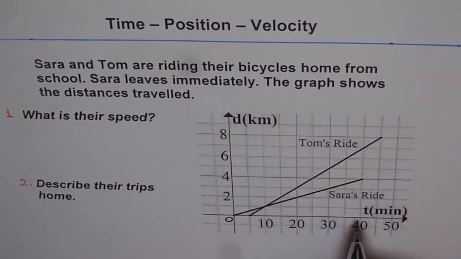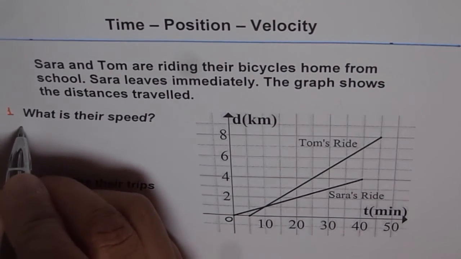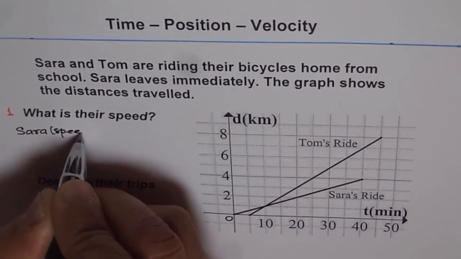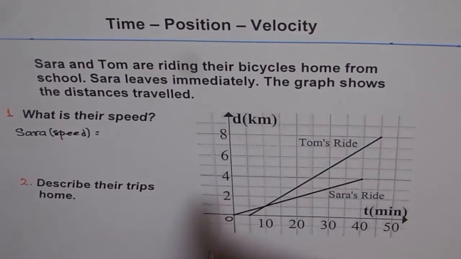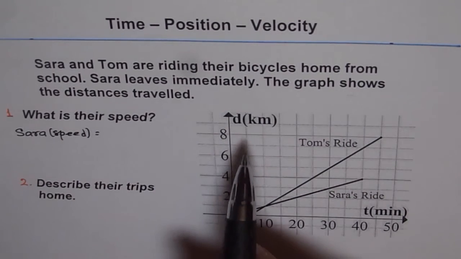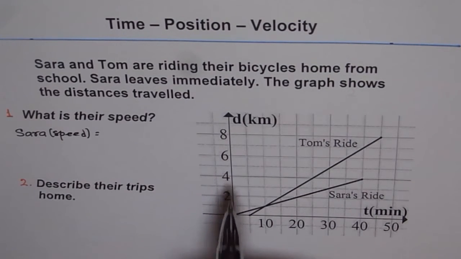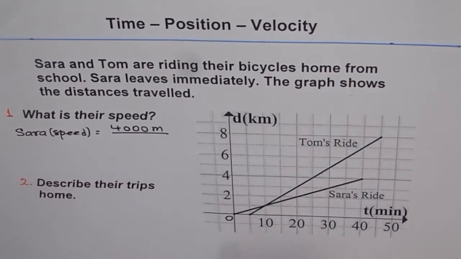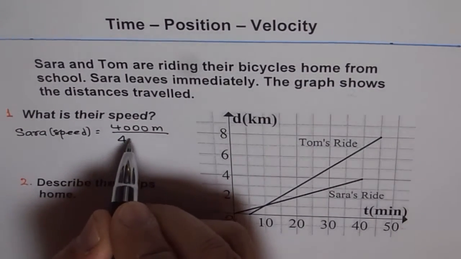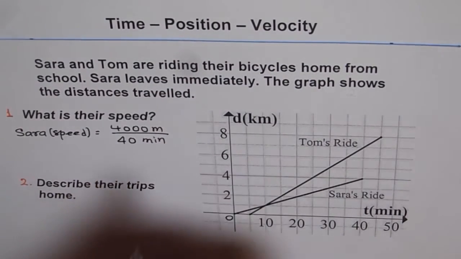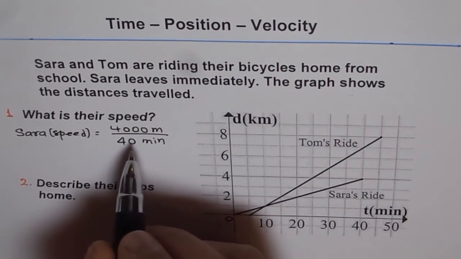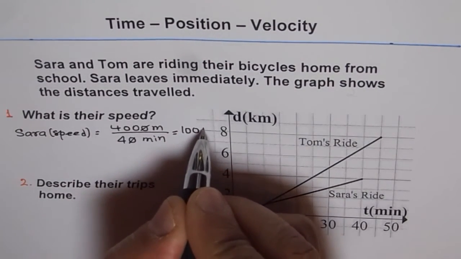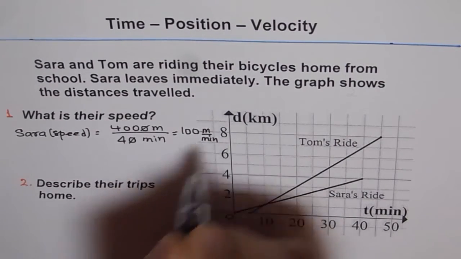So the speed of Sarah can be written as, so we can write Sarah's speed, right, is 4 kilometers. What we can do is convert the unit to meters. So 4 kilometers is 4,000 meters divided by 40 minutes, right? So that gives you 100 meters per minute, right? The 0s cancel out, and you get 100 meters per minute as the speed of Sarah.